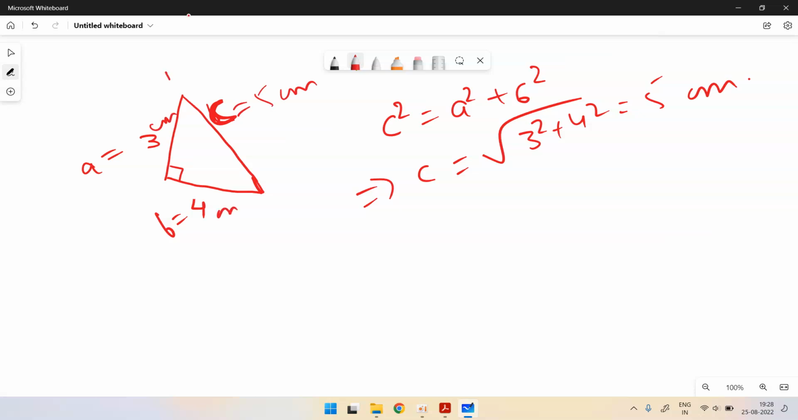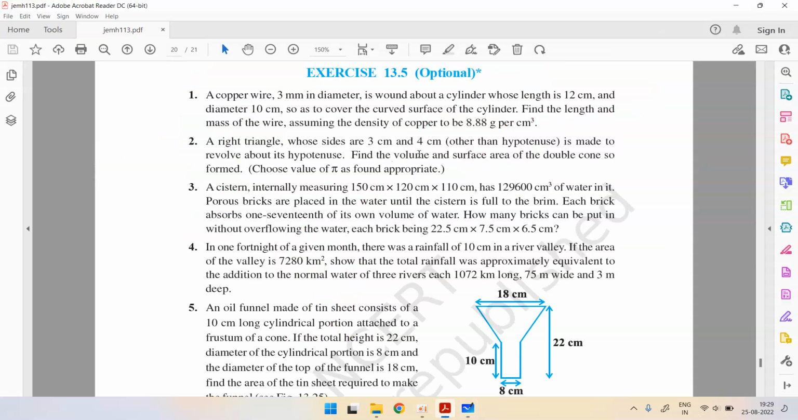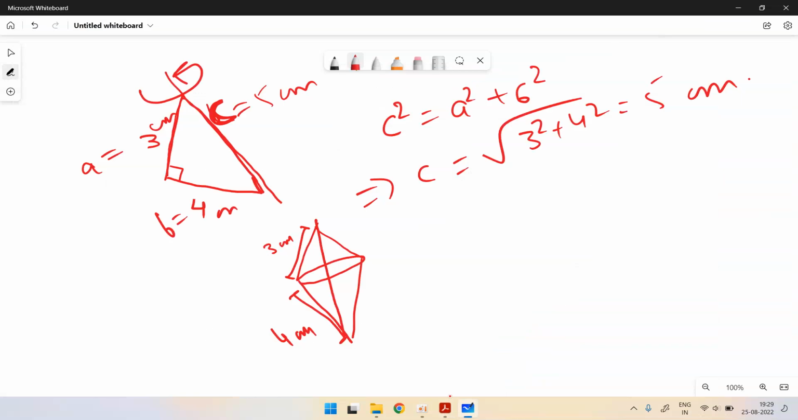Now it is made to revolve about the hypotenuse, which means that this is revolved like this. The solid is one cone here and another cone here. The slant height of one cone will be 3 centimeters, and the other will be 4 centimeters. What we need to find is the volume and surface area of the double cone so formed. Choose the value of pi as appropriate.